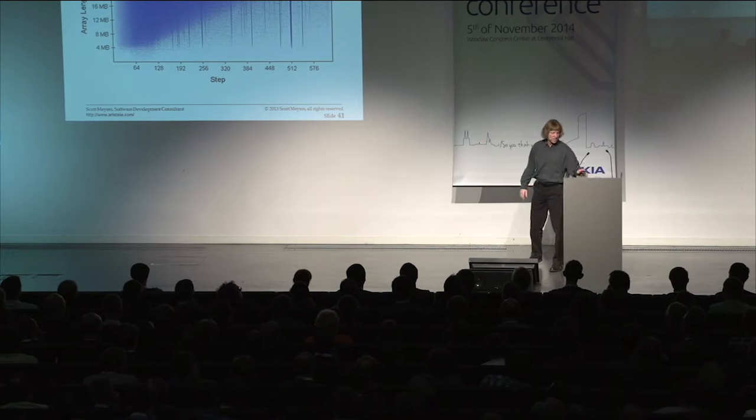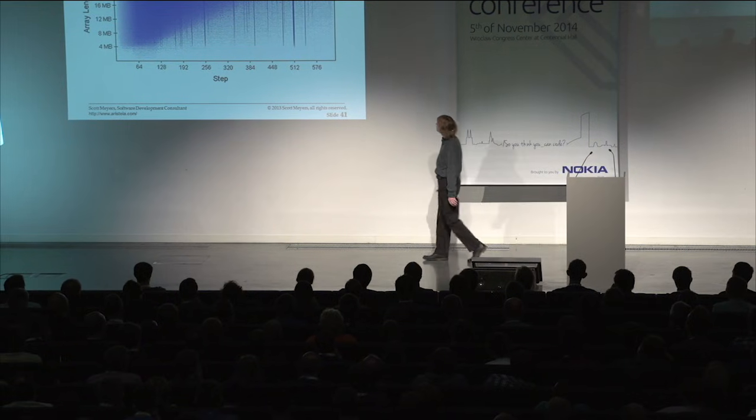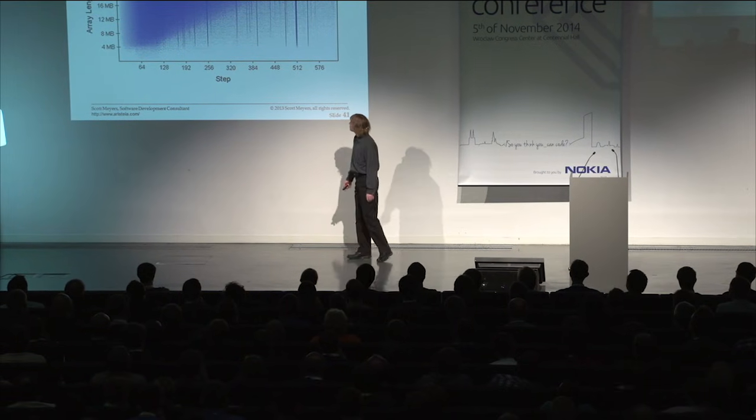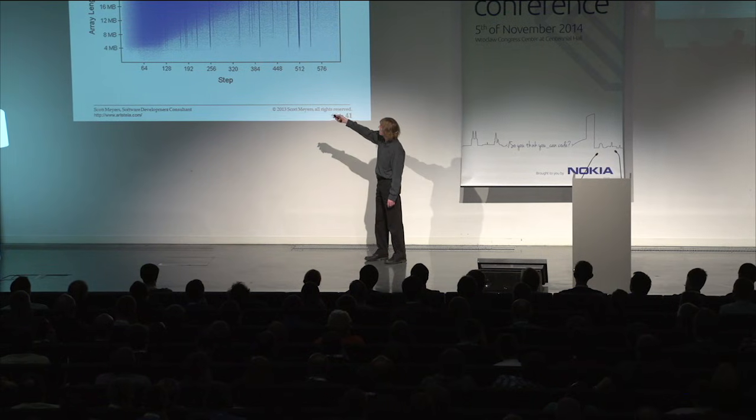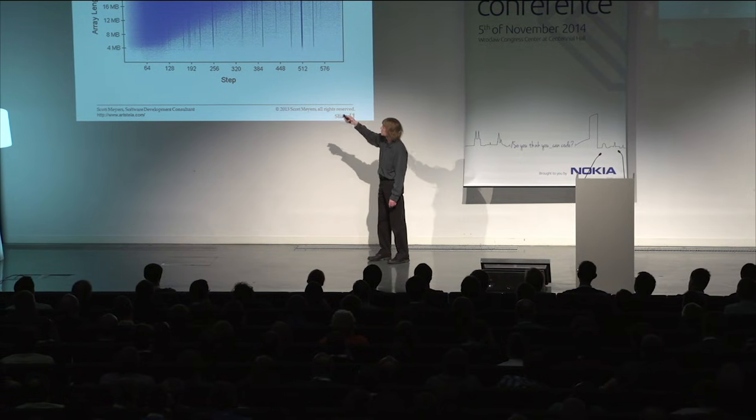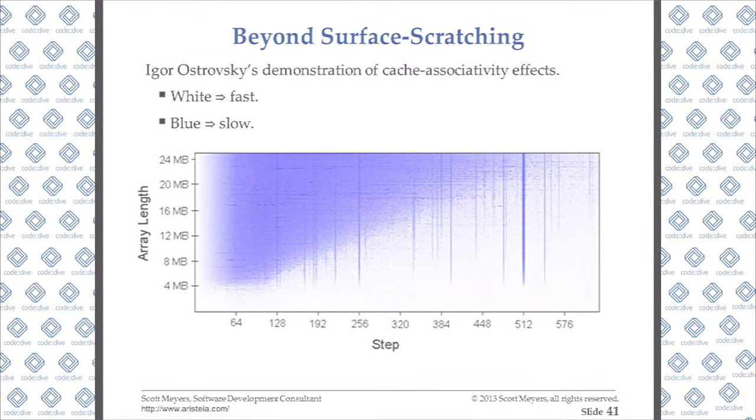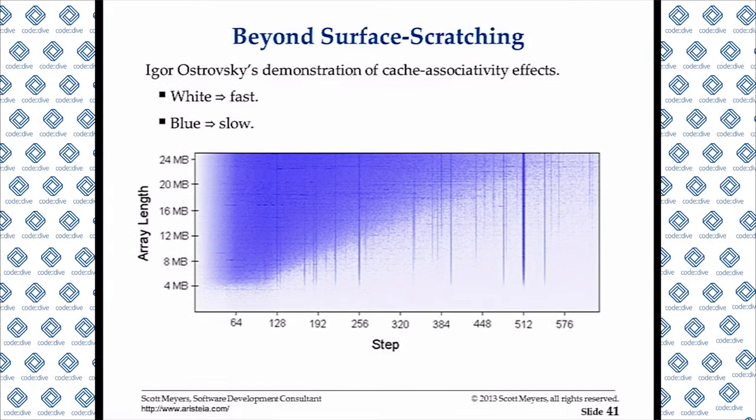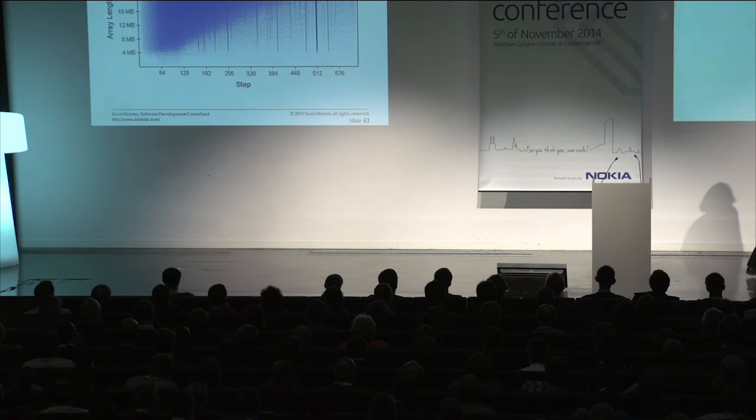And there's a blog post that was done by Igor Ostrovsky, and for our purposes, all we care about here is that in this chart down here, white is fast and blue is slow. So he set up arrays of various lengths, and these are the step factors. The step factor is how far you take a stride before accessing the next element of that array.